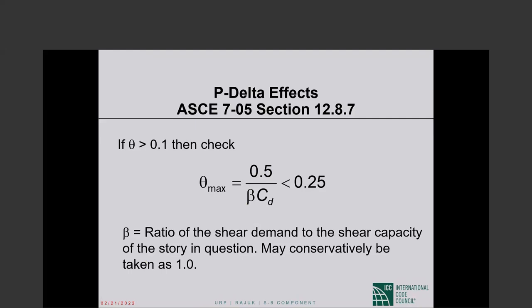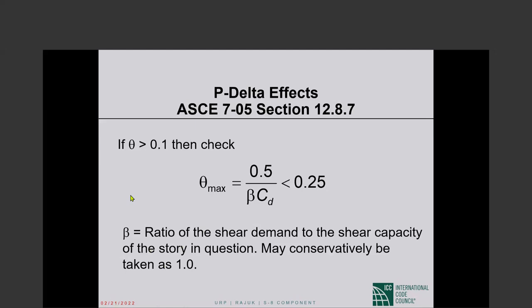For the story in question, the shear capacity will be supplied by the columns and the shear walls. So if you add up the shear strengths of the columns and the shear walls, that is your story shear capacity. The shear demand will again have to come from analysis. Now that ratio is not the easiest number to calculate, so you can conservatively take it equal to 1.0. That is allowed by ASCE 7 specifically. So theta, in other words, shall not exceed 0.5 divided by C sub D. Okay, if C sub D is 5, you get the same 10%.